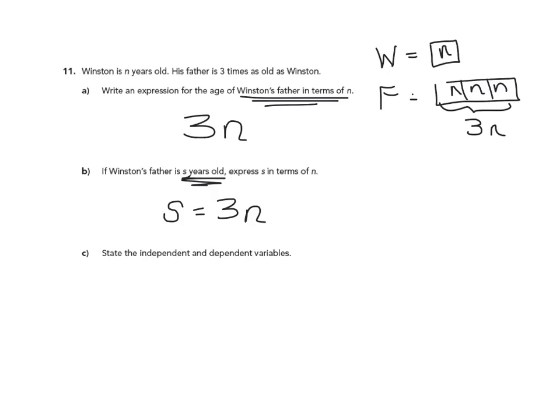I can never know dad's age unless I know Winston's age first. So I think the dad's age, S, is fully dependent. It depends on Winston's age. Winston's age, N, is fully independent.